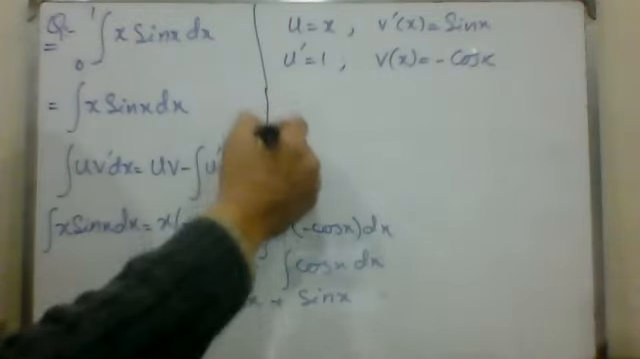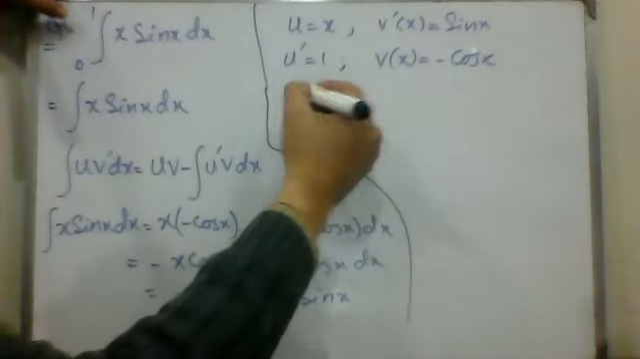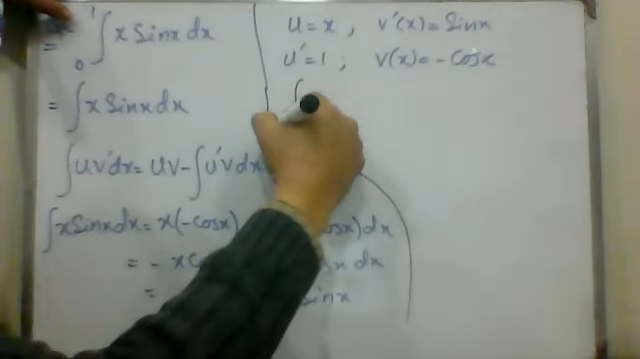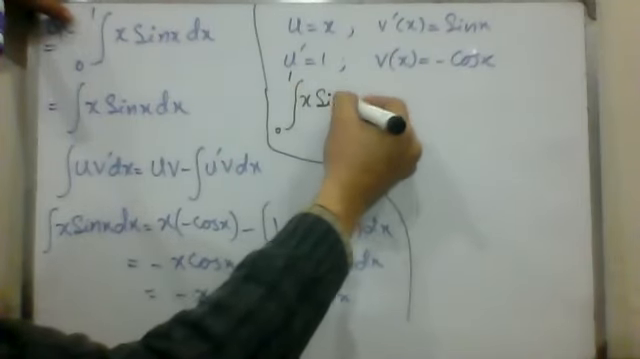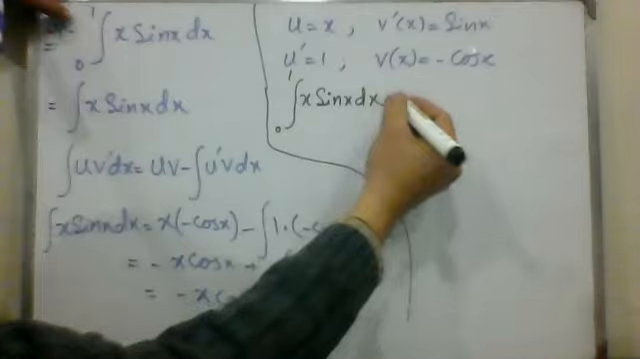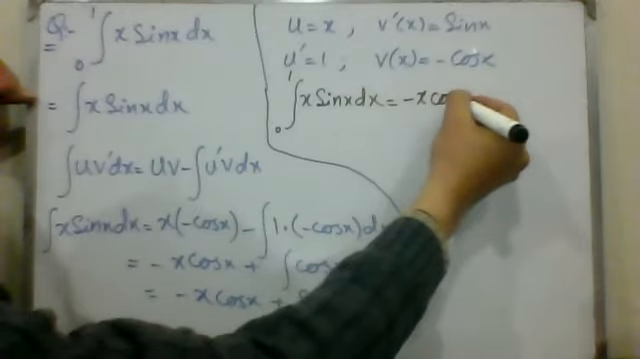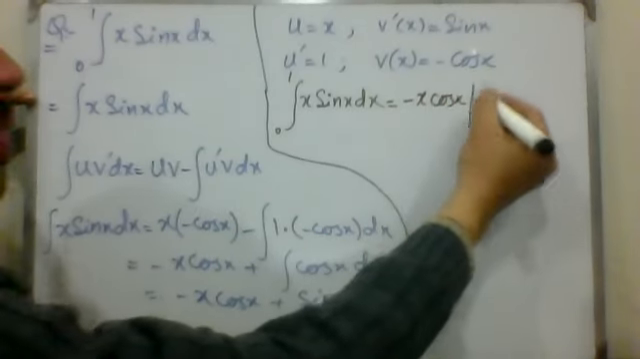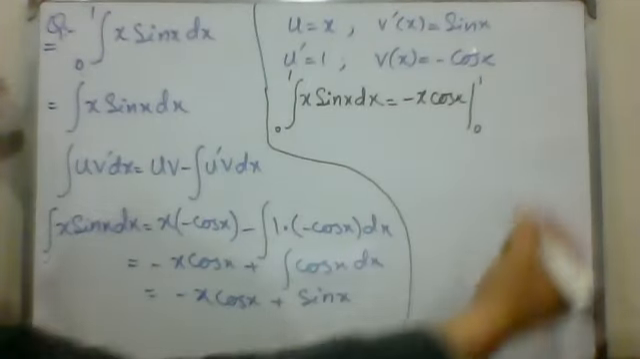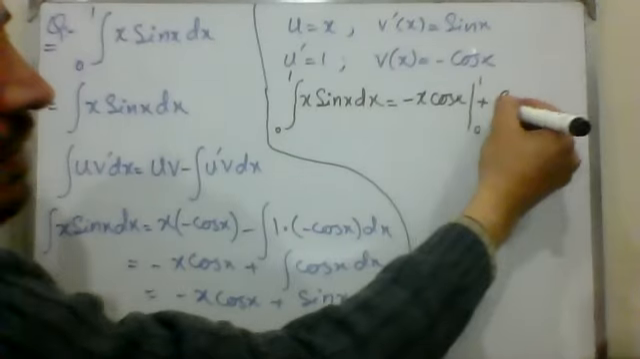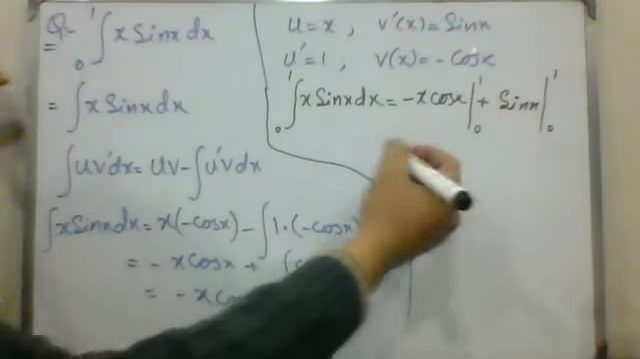Now we can proceed with that problem as a definite integral. The definite integral from 0 to 1 of x sine of x, after applying the by parts rule, we get the answer minus x cos of x with limits 0 to 1. Now the next term is sine of x, and the limit is 0 to 1.